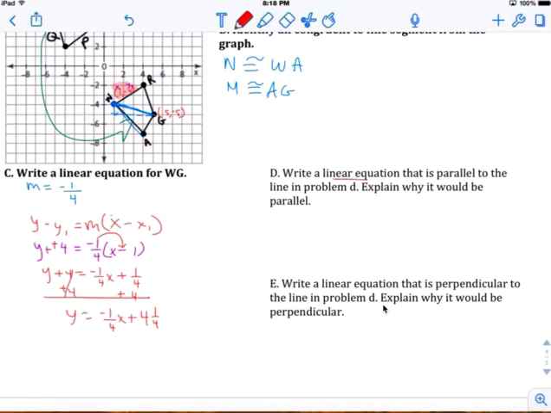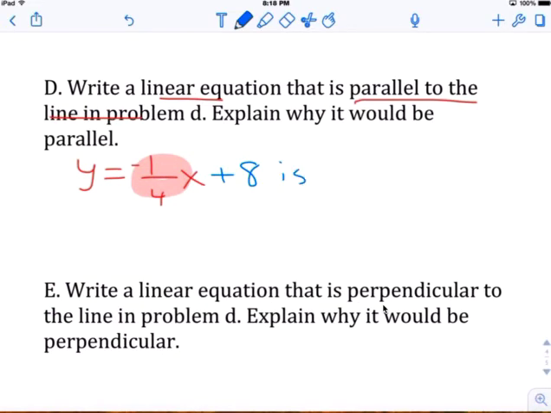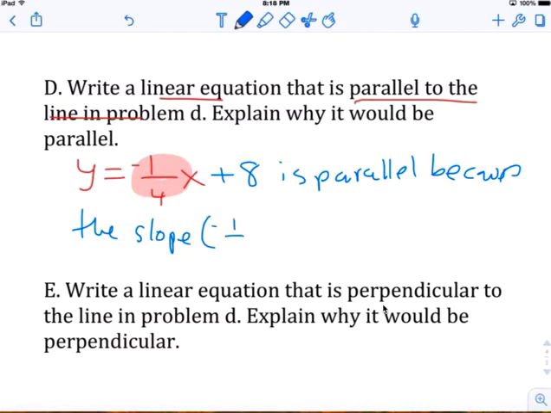Write an equation that's parallel. Parallel means same slope and different y-intercept. So y equals negative 1/4 x, notice the slope's the same, plus 8, a different y-intercept. It is parallel because the slope, negative 1/4, is the same, but the y-intercept is different.